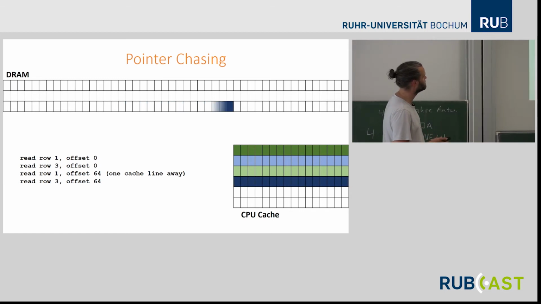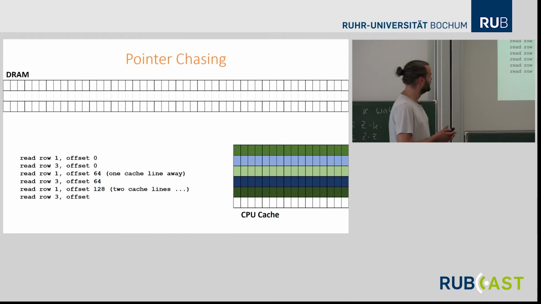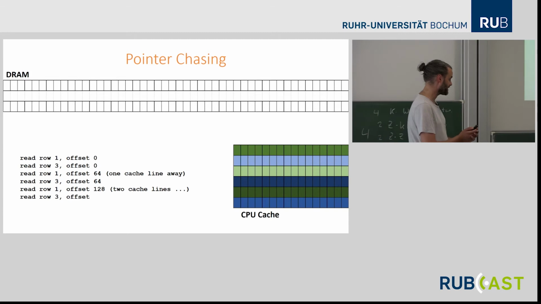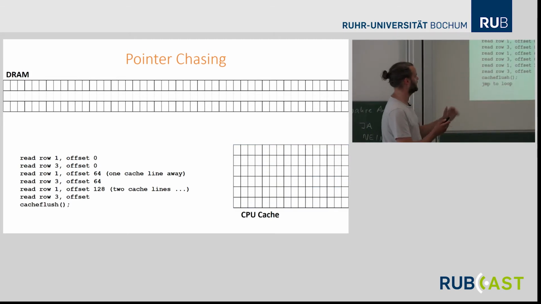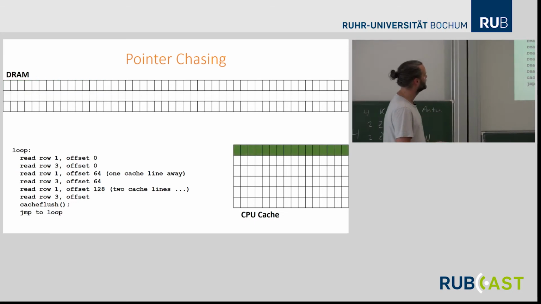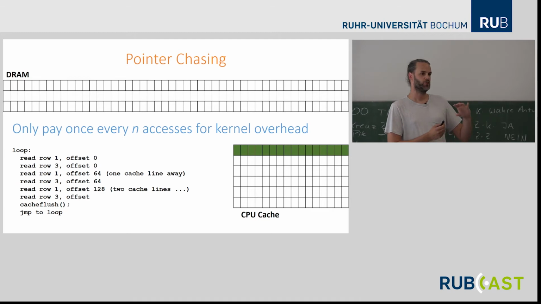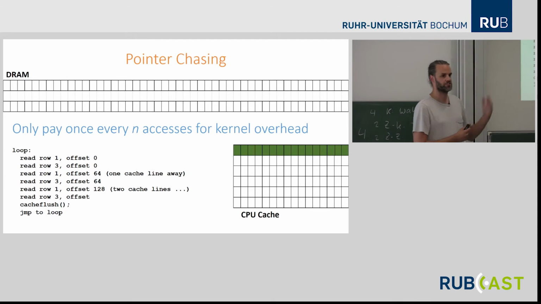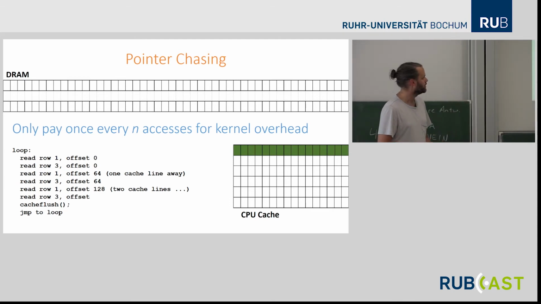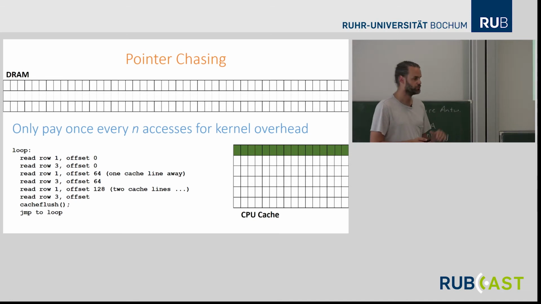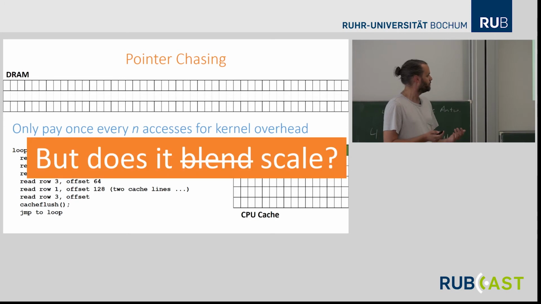We'll continue doing this until we reach the end of the row, and then we're going to call this system call, Gasflush, which will clear the cache, and then we jump back to the beginning of the loop and do it all over again. If you do this, then you only have to pay for the overhead of jumping into the kernel for every n accesses. So depending on how many cache lines you can read, you only have to pay the overhead for jumping into the kernel fewer times. But does this work, right?